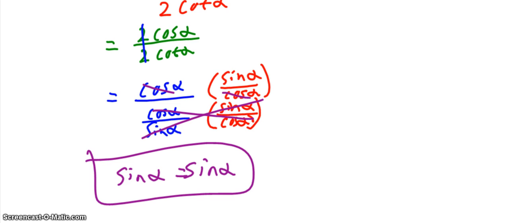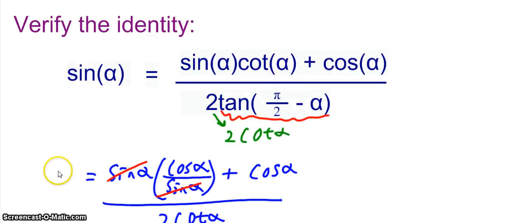All right, so we get sine of alpha equals sine of alpha. Done, right? Call it a day? Well, let's look at how we came up with that. And so, what did we do? Well, again, the first thing I did was we need to change tangent of pi halves minus alpha into 2 cotangent of alpha. And the 2 was just from that.